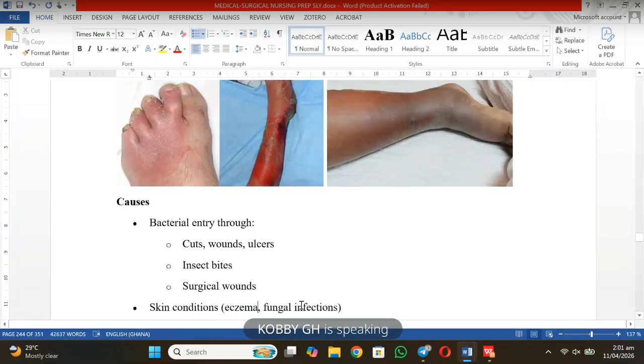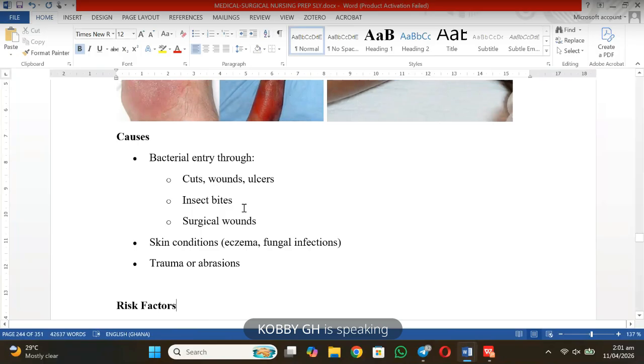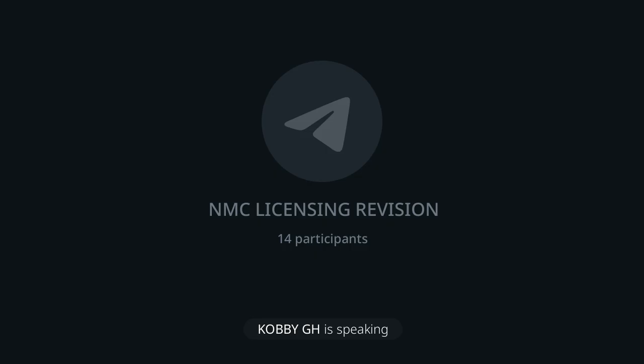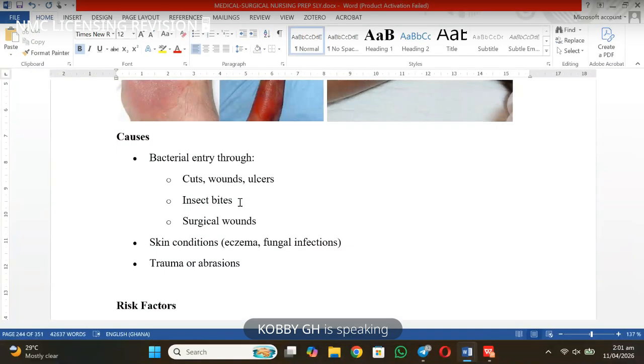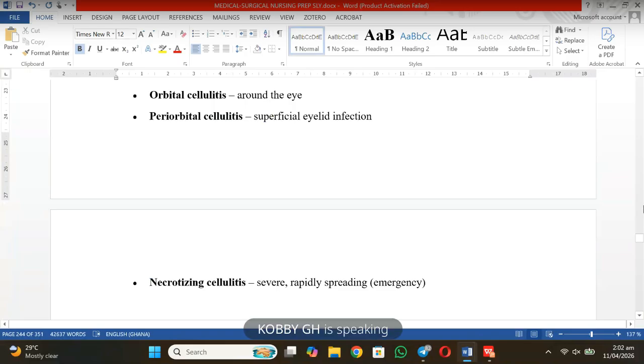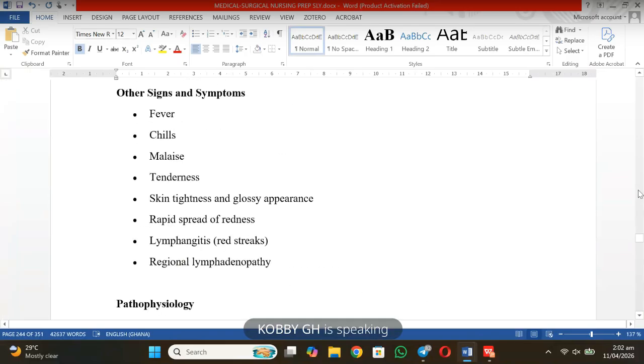Is that okay? Great. Sometimes if someone experiences insect bites, it can lead to cellulitis. If a patient has a surgical wound or any kind of wound and you don't manage the wound properly, cellulitis can occur. There are other skin conditions like fungal skin conditions, or eczema, which is dermatitis. If a patient has these conditions and you don't manage the patient properly, the patient can end up experiencing cellulitis.